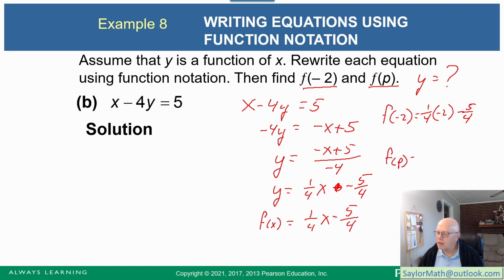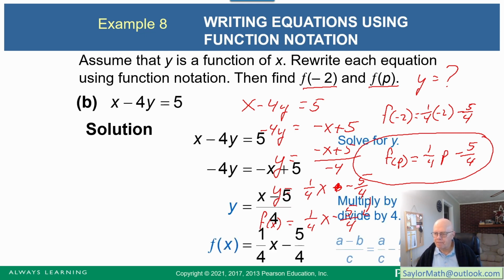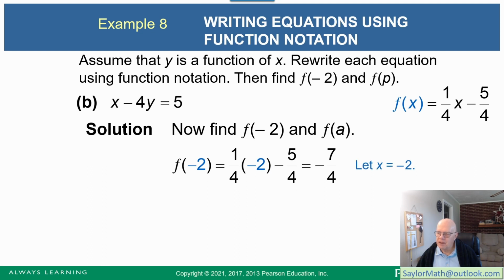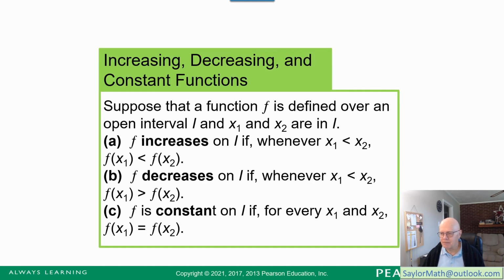F of p. Now go back down here. Every x becomes a p. 1/4 p minus 5/4. There's f of p real fast. So f of negative 2, the negative 2 in there, you get negative 7/4. Is that what you got? I hope so. F of p, real easy. Just replace the x's with p's.